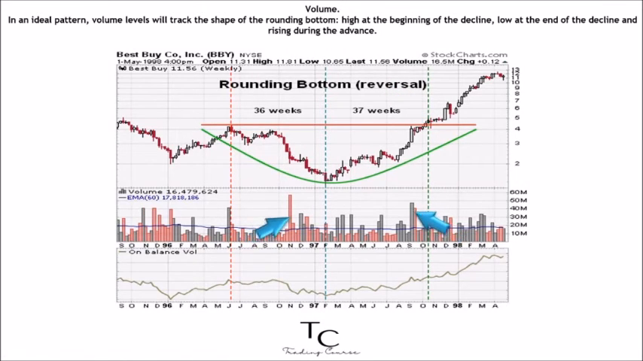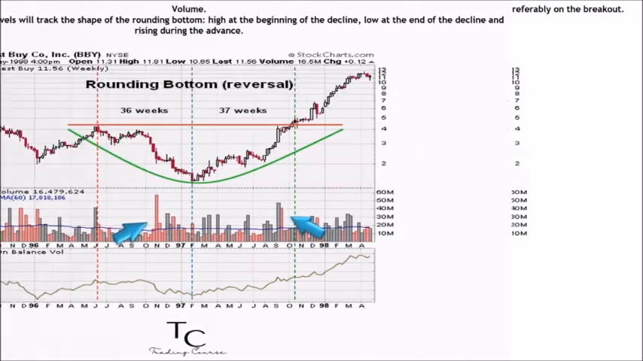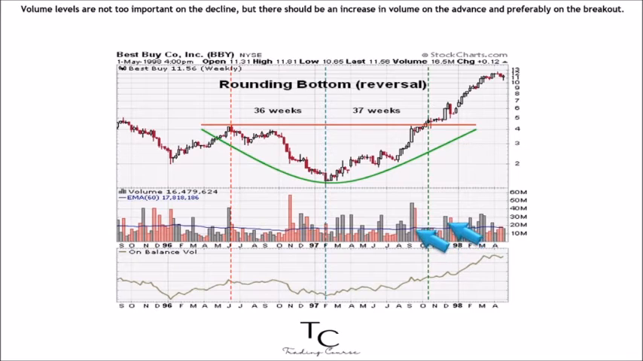Volume. In an ideal pattern, volume levels will track the shape of the rounding bottom. High at the beginning of the decline, low at the end of the decline, and rising during the advance. Volume levels are not too important on the decline, but there should be an increase in volume on the advance and preferably on the breakout.